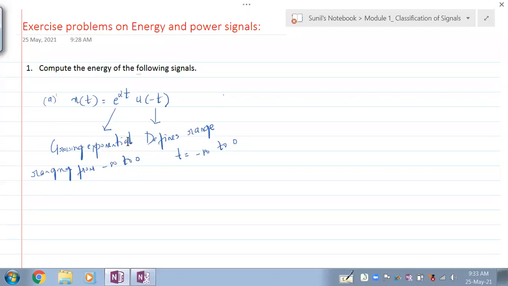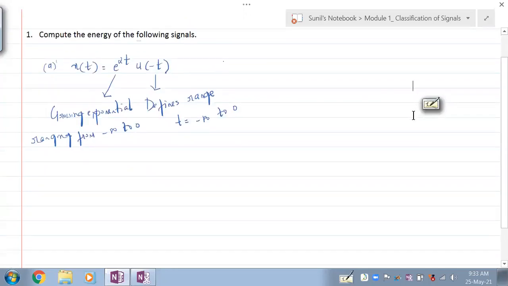Understand? Otherwise, you need to sketch u of t, then see what is u of minus t. We have all done such exercises earlier. Again and again plotting and then getting to know the range is a time-wasting exercise. What saves time here is understanding the range by just studying the signal, not by sketching it. Since they have asked us to find the energy, let's not bother whether it is an energy or power signal. Whatever it is, we have to find the energy. So let's take the energy in this solution.